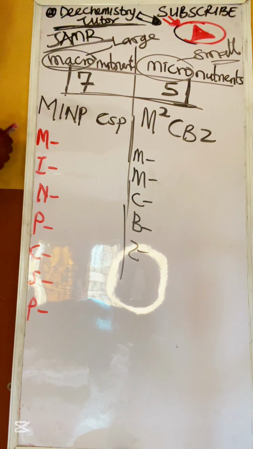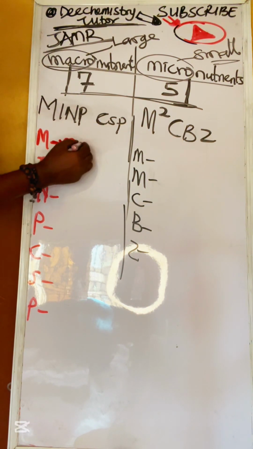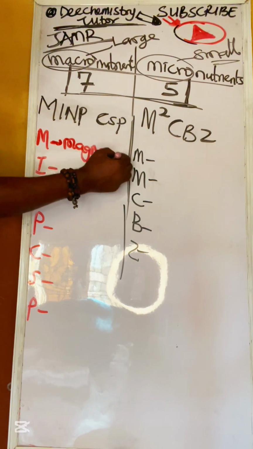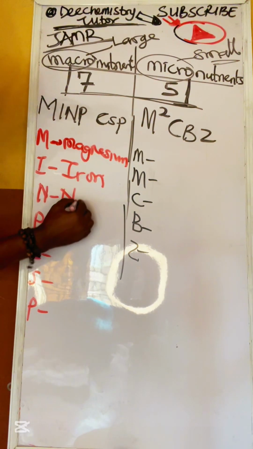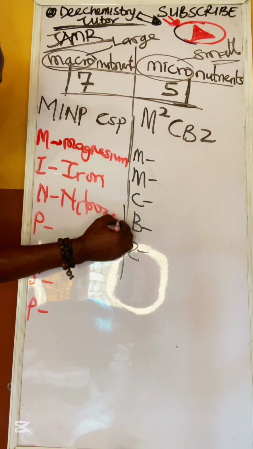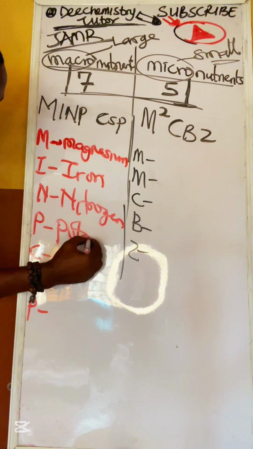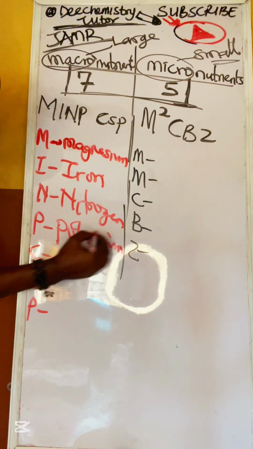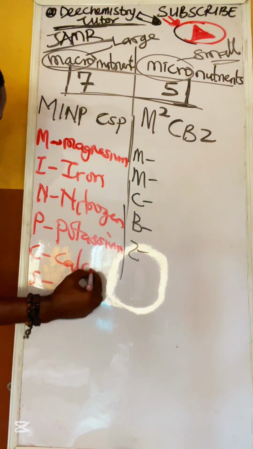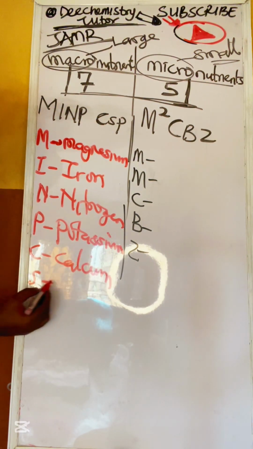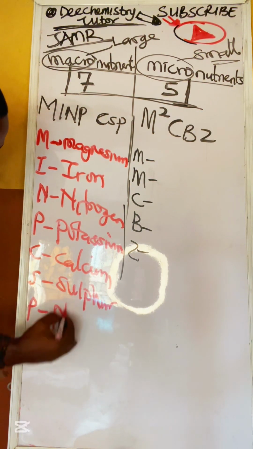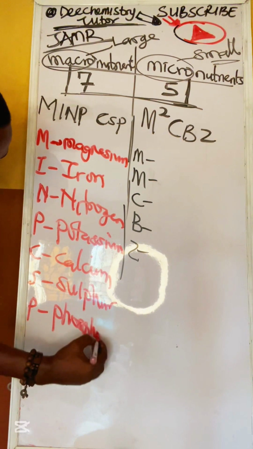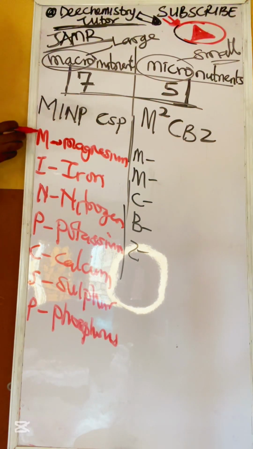Now, this one stands for magnesium. This one stands for iron. This one stands for nitrogen. This one stands for what? Potassium. This one stands for what? Calcium. This one stands for what? Sulfur. And this one stands for what? Phosphorus. Now, there's a reason why I even use these mnemonics.